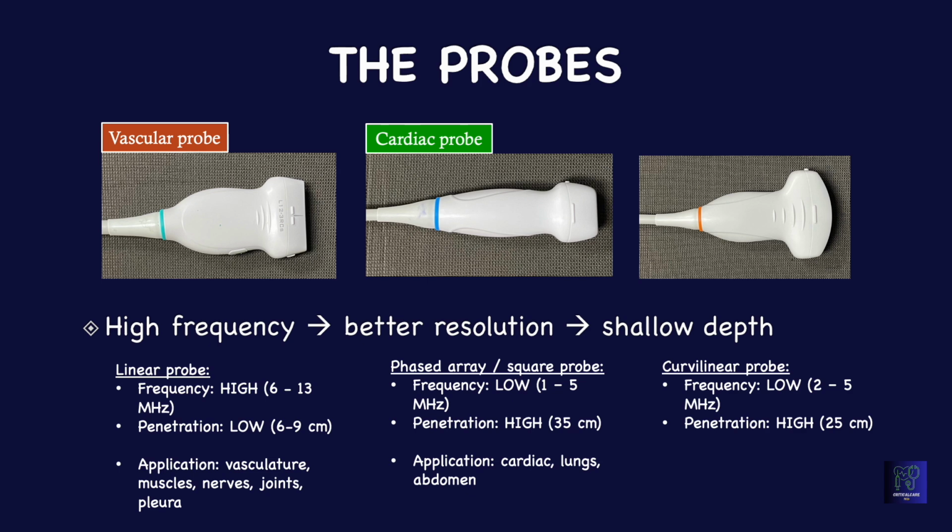Finally, we have the curvilinear probe. It is similar to a phased array probe in that it has low frequency, but the frequency is slightly higher than the cardiac probe, giving better image resolution and slightly shallower depth of penetration, but it cannot assess fast moving organs like the heart. So, this is commonly used for evaluation of abdominal organs and is also known as the abdominal probe.